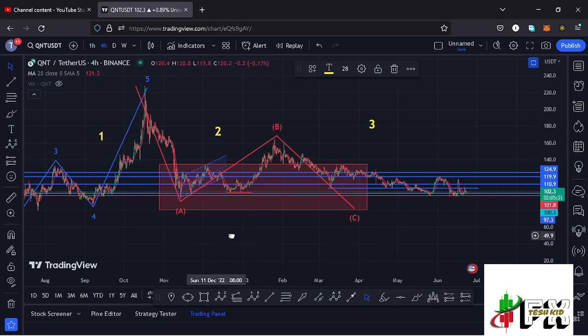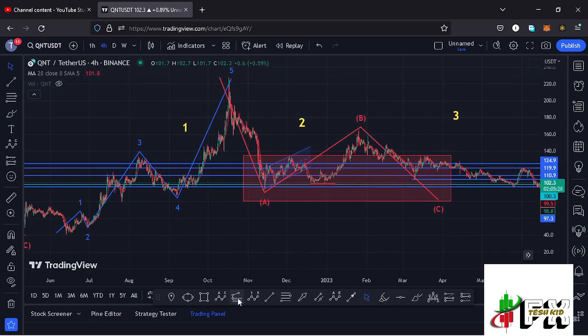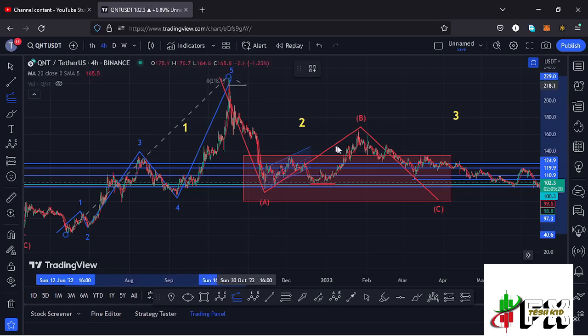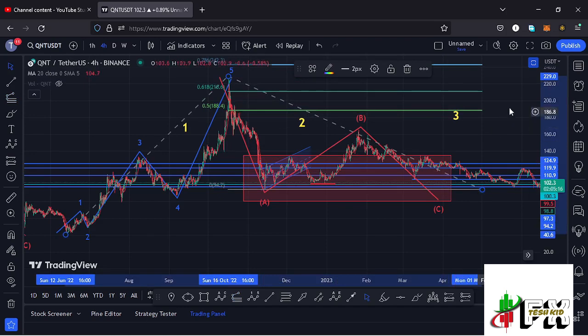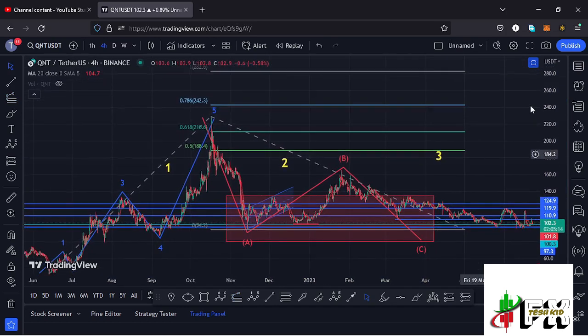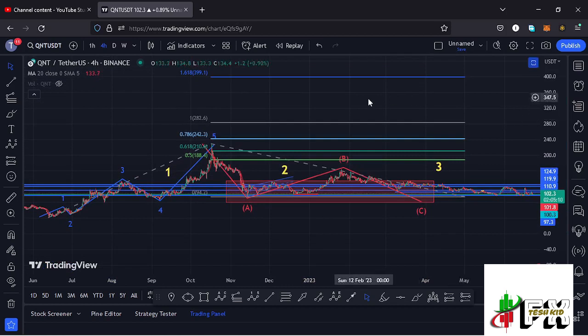To give you minimum target areas for that third wave to the upside, I connect the trend-based Fibonacci from the low of the first wave to the high of that wave 1, then drag the fibs to the low of the second wave. That now gives me a minimum target area for that third wave at the fib level 1.618, and that is at around the $399.1 mark. And that is the minimum that we can expect Quant to do in the formation of that wave 3.